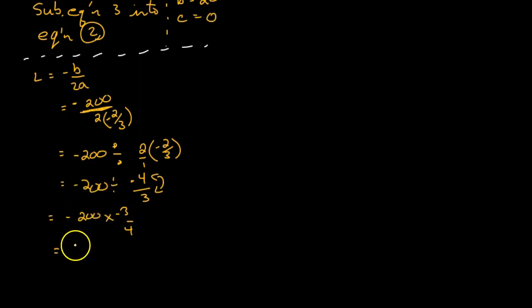Negative times a negative, well, we get a positive. 200 times 3, well, that's 600. And remember, we're multiplying fractions. Multiply across the top, the numerator, and across the bottom, the denominator. 1 times 4 is 4. So 150. So this value should be positive. If this came out negative, it wouldn't make sense because it represents the length. So you get a length of 150.